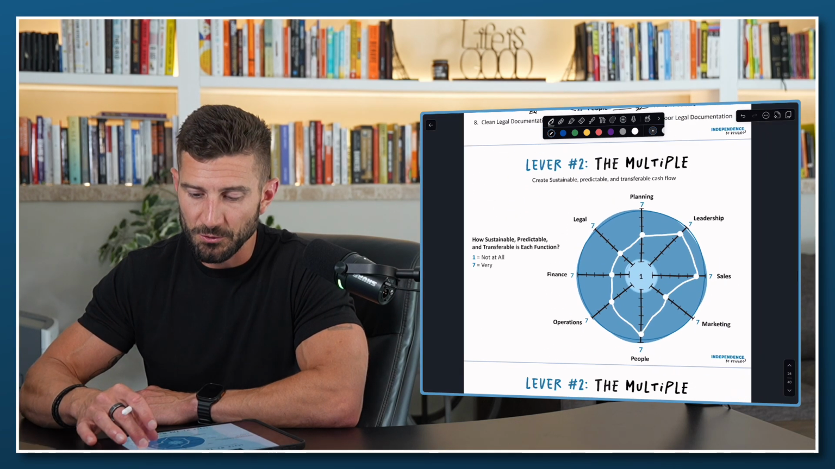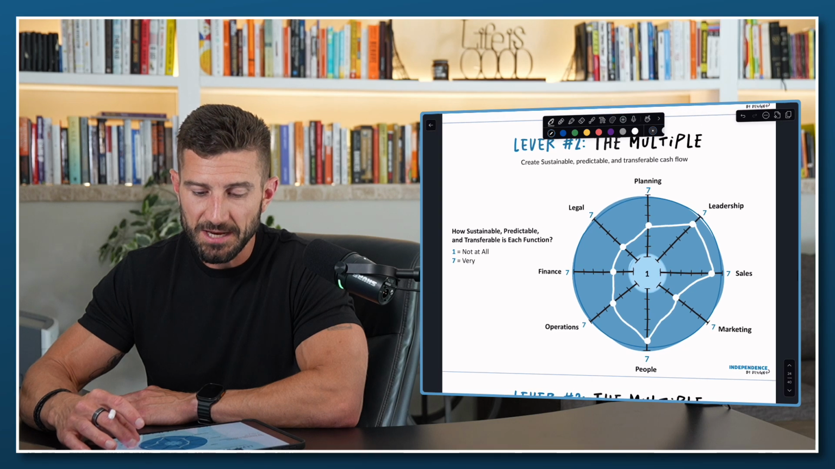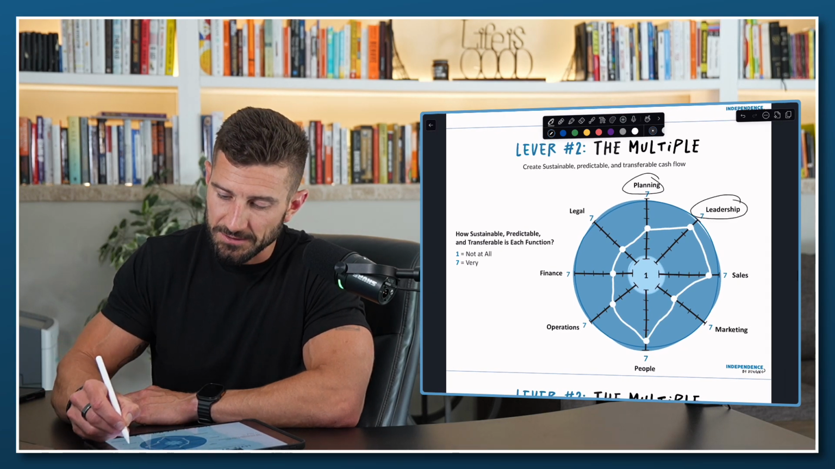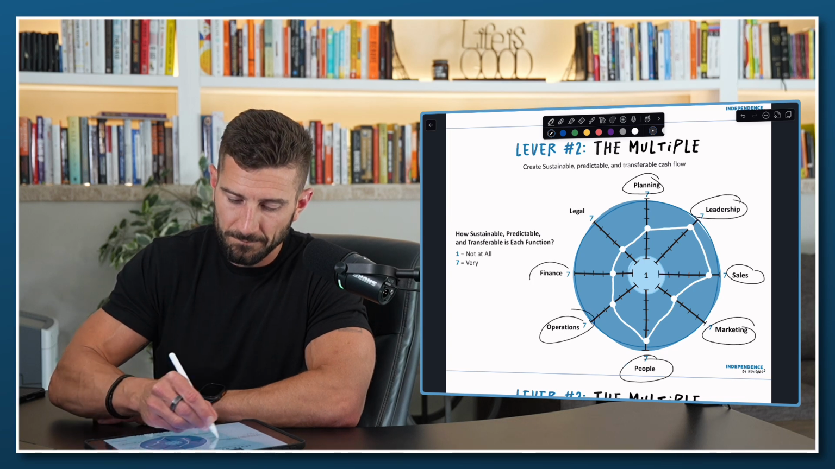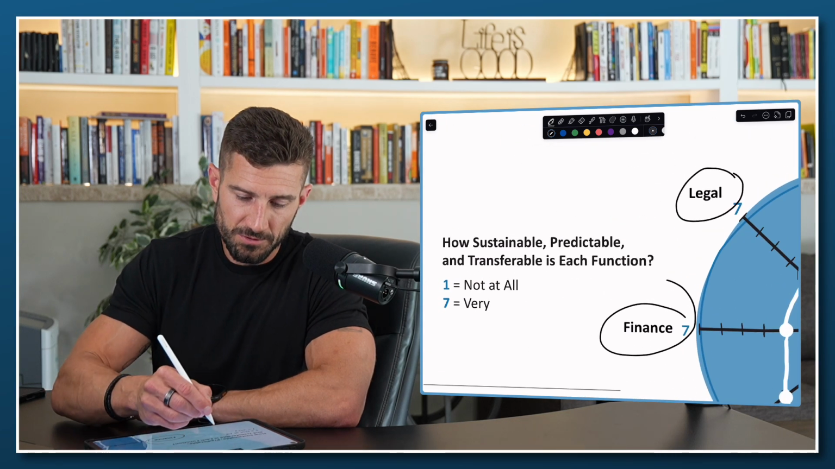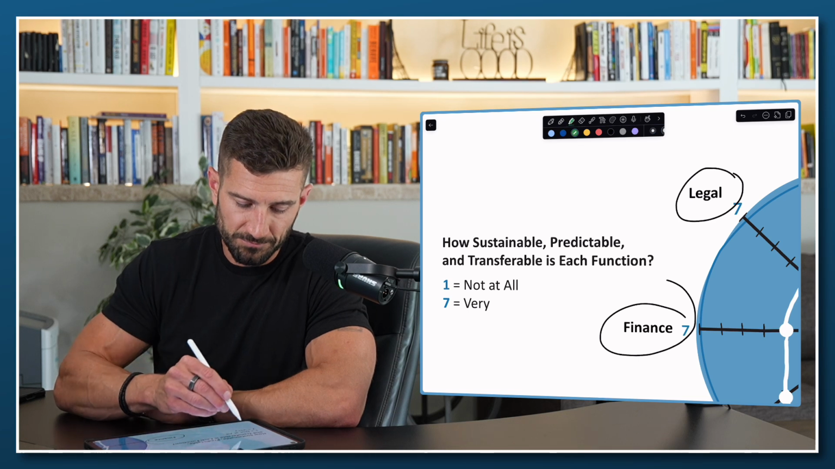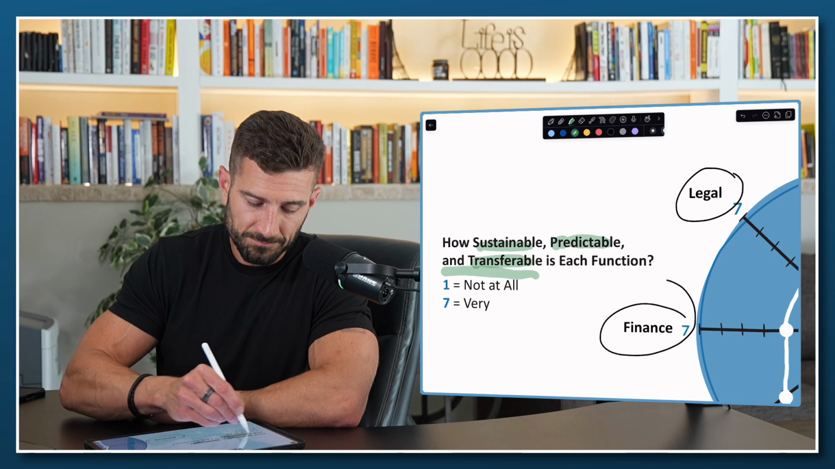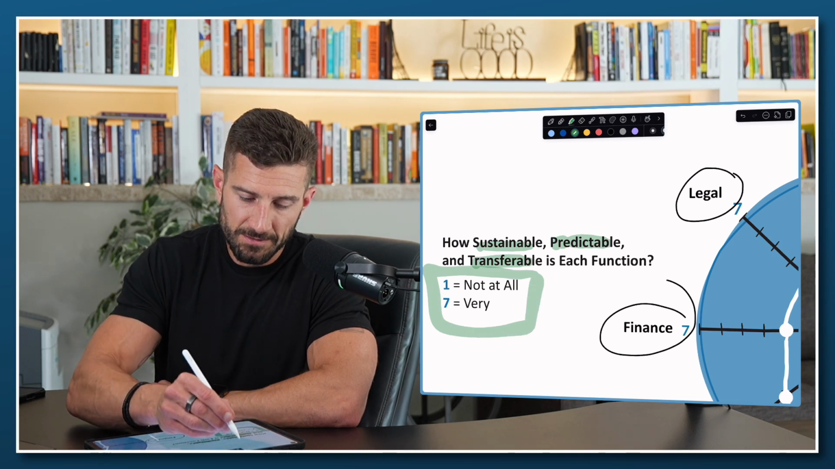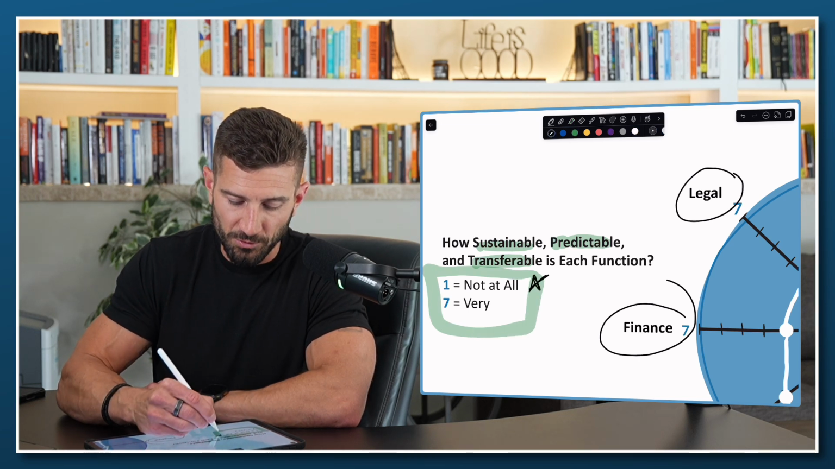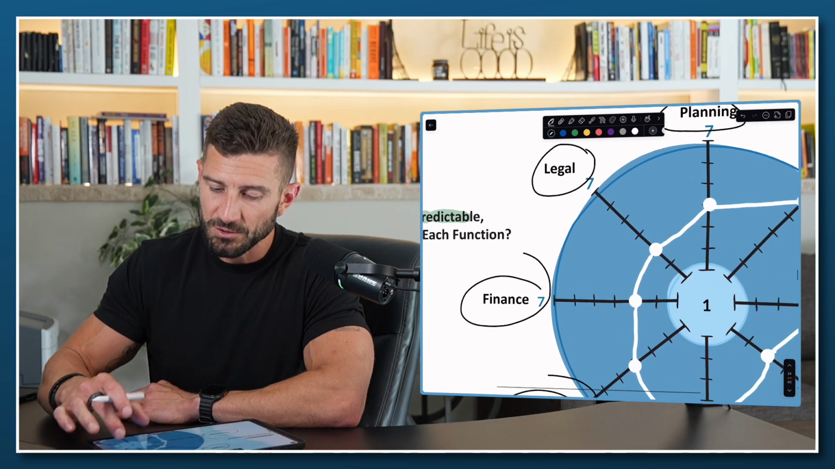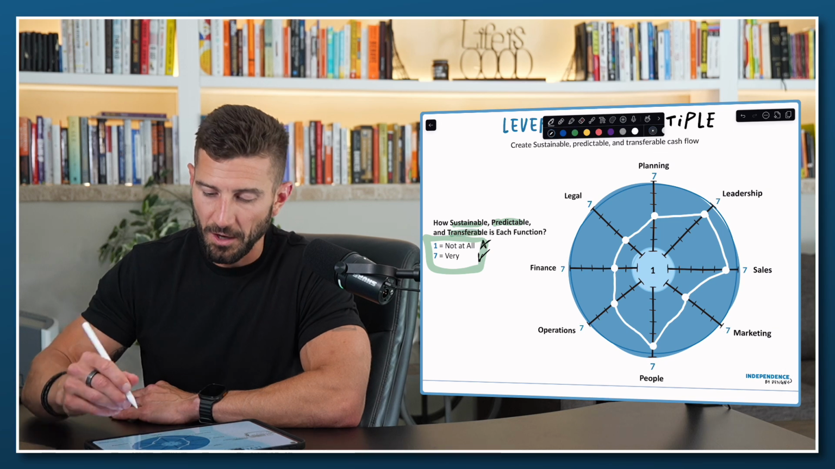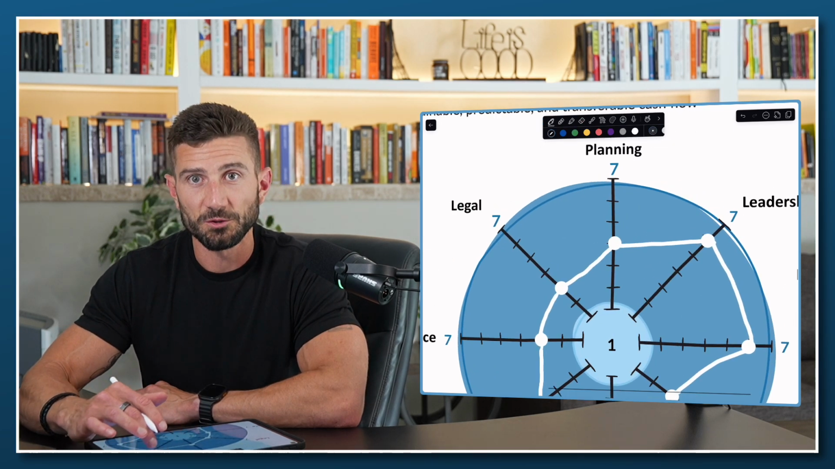And what I want you to do now is to take an idea of, if I had each of these 8 areas, how sustainable, predictable, and transferable is each function? So 1 is not at all, like it's terrible, and 7 is best in class. So think about it like this.